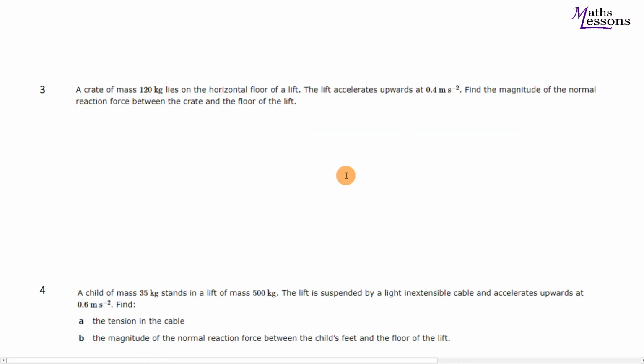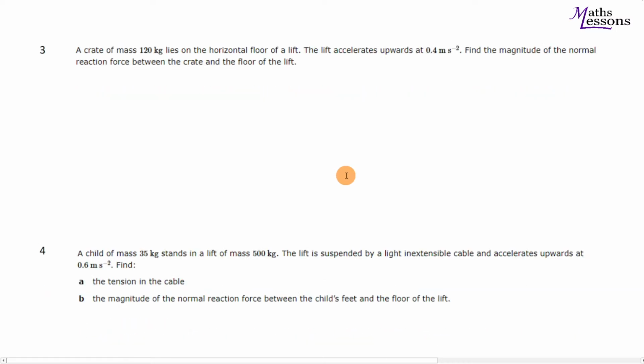Right, moving on to question 3. Another 2-minuter. Let's have a go. They're going to get slightly harder now. We're going on to lifts.